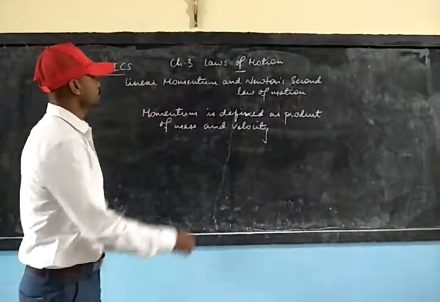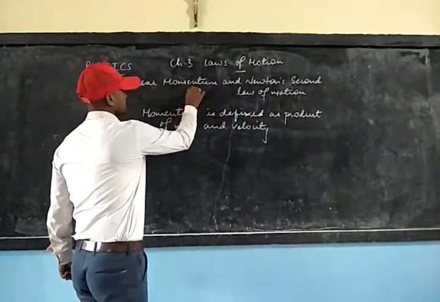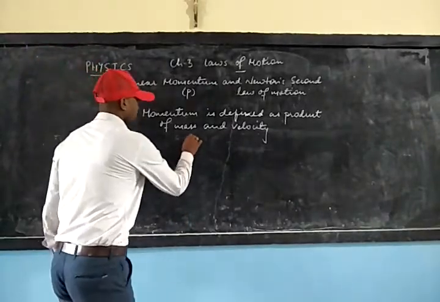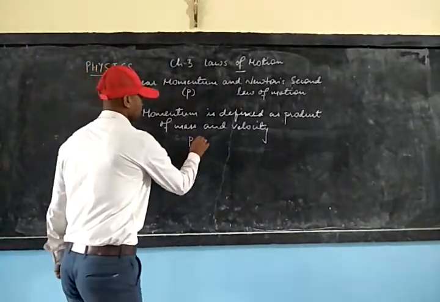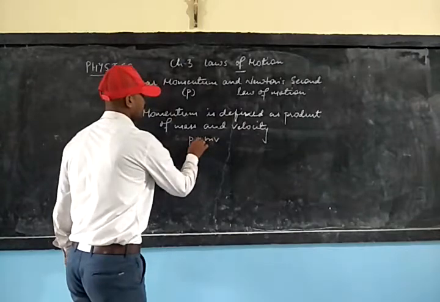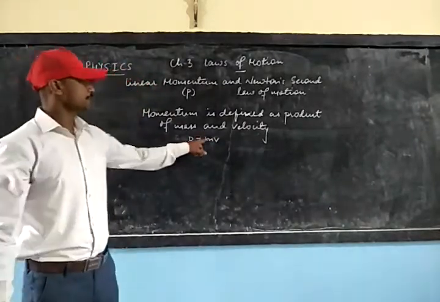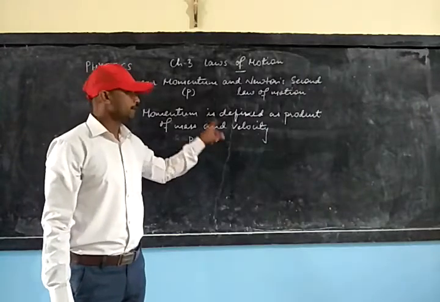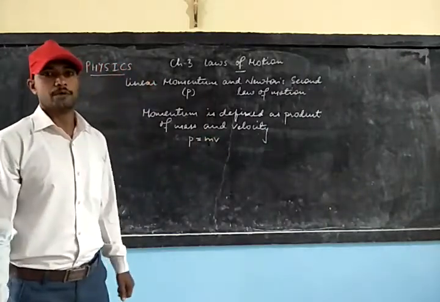and momentum is denoted by small p. So we can write momentum, that is p is equal to m into v, where m is the mass of the body and v is the velocity of the body.